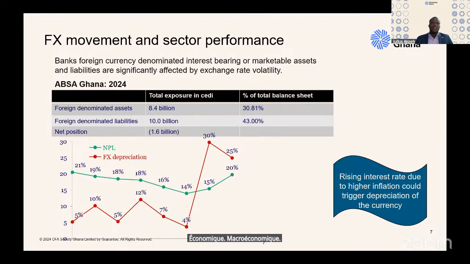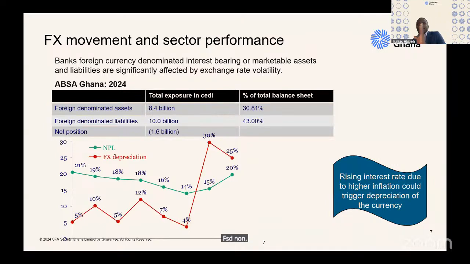So now, the bank's foreign currency denominated interest bearing or marketable assets and liabilities are significantly affected by exchange rate volatility. On the balance sheet of banks, we see the assets and the liabilities. And I told you when I say assets for banks, I mean the loans and investment securities, other than the fees asset, unless I clearly state that I'm talking about fees asset, right? Now, the assets on the bank's balance sheets are interest rate sensitive, but if they are denominated in USD, then they are also FX sensitive.